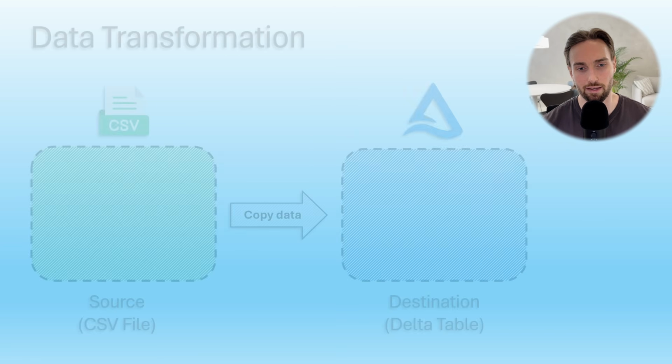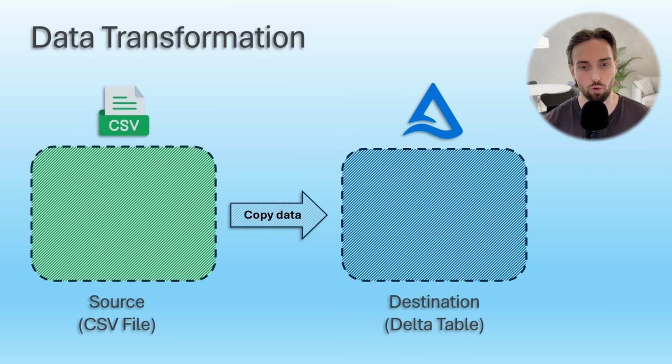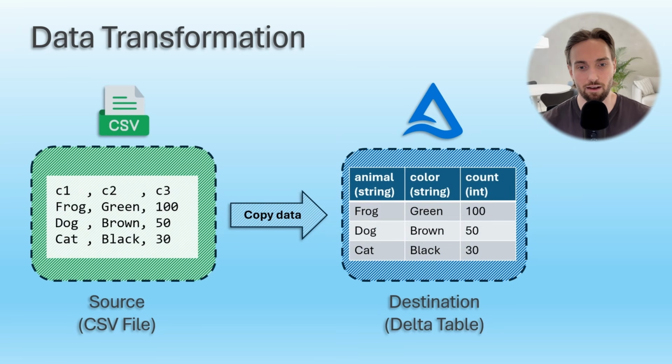Even though copy data is not really a data transformation tool, and there are way better tools in Fabric for that purpose like data flows and notebooks, it still has some limited data transformation capabilities. Like discussed, copy data allows you to change the data format, for example, from a flat file to a Delta table. Also, copy data allows you to change column names and data types by using the mapping feature. Now let's hop into Fabric and let's do two tutorials using copy data activity.